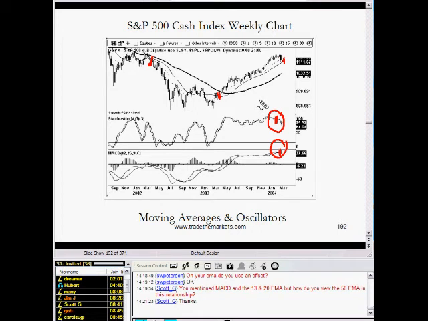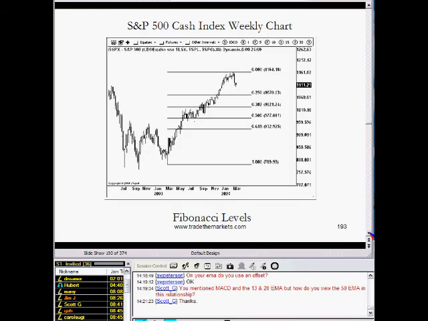I just want to know, is the path of least resistance higher or is it lower? And once you can just do this at a glance, then I'll just flip on to the next set of key levels. And this is the Fibonacci's. On the weekly chart, I'm just taking the current high along with the most important low and just looking where the current Fibonacci's are.